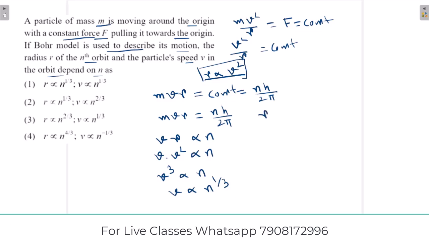Now we know that r is proportional to v square. Now v is proportional to n to the power 1/3, so v square will be proportional to n to the power 2/3. So r is proportional to n to the power 2/3 and v is proportional to n to the power 1/3. That is option 3 is the correct answer.